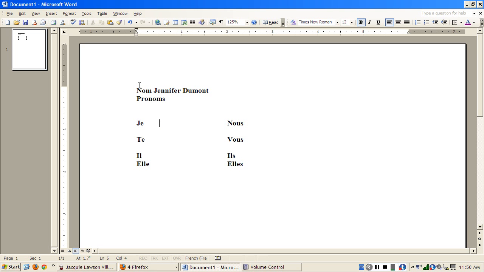If the perspective is my perspective, then I'm saying I. So I in French is je. If it's you, if I'm talking to you, and remember from your English classes, that means it's the second person. The second person singular and informal is you. So if someone is talking to me, they're looking at me, Jennifer Dumont, but then they're saying you. They say you instead of Jennifer Dumont.